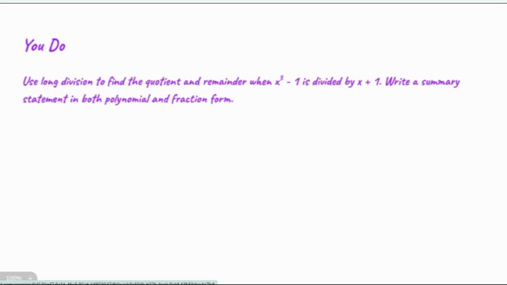Okay, so again, practice makes perfect. Give this one a chance. All right, so we're writing it out. Now we're definitely missing some terms in our main term. So x cubed plus 0x squared plus 0x minus 1. There we go. That's a lot better.